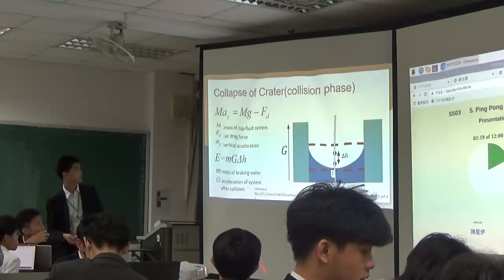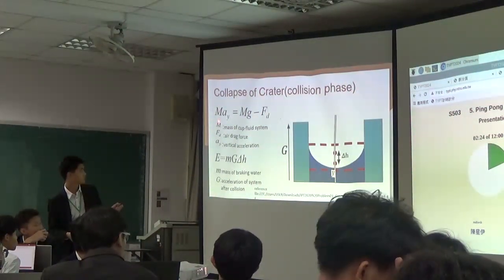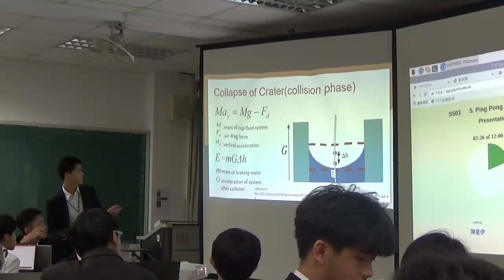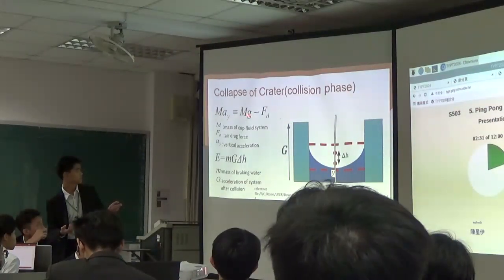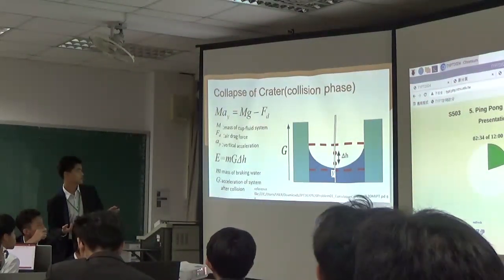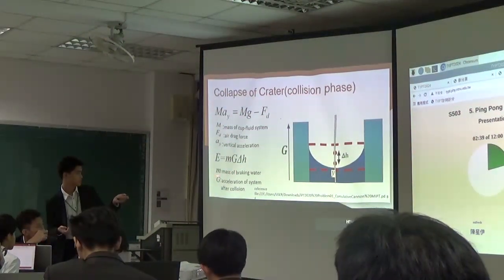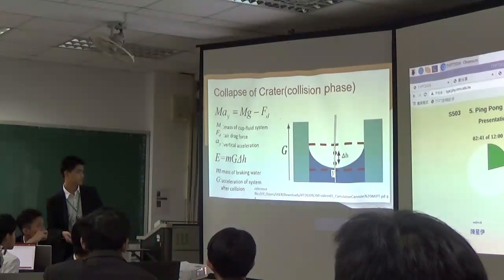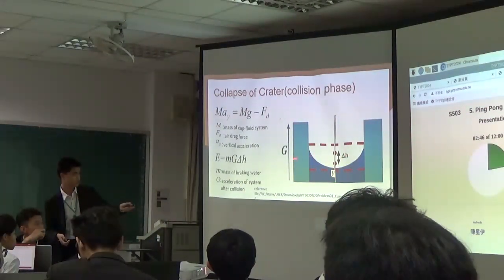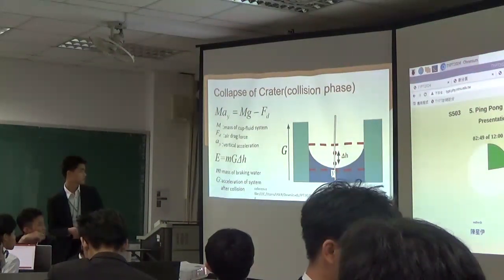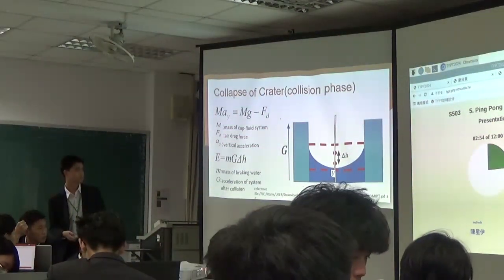Now we're talking about the collapse of the crater, the collision phase. The mass of the cup-fluid system times the vertical acceleration equals the mass of the cup-fluid system times gravitational acceleration minus the air drag force. The equation down below is energy equals the mass of breaking water, which is the section of water between the 2 red lines, times uppercase G, the acceleration of the system after collision.